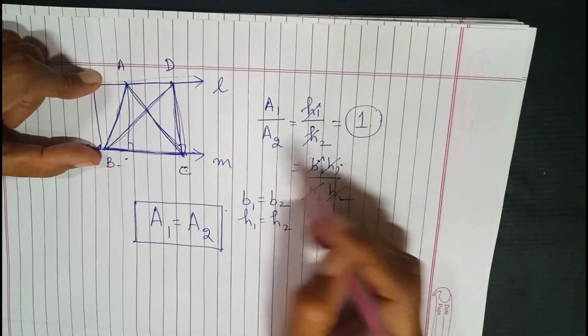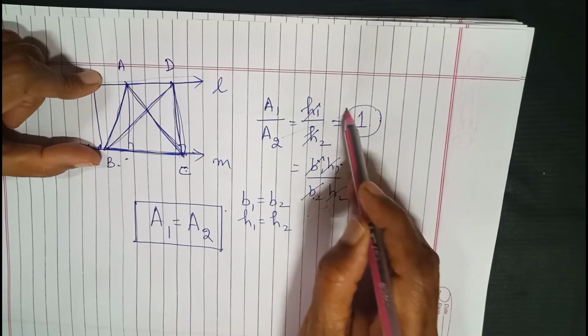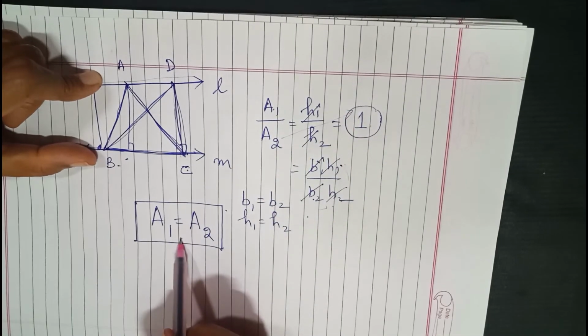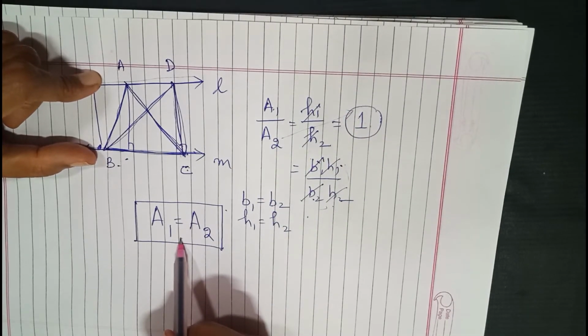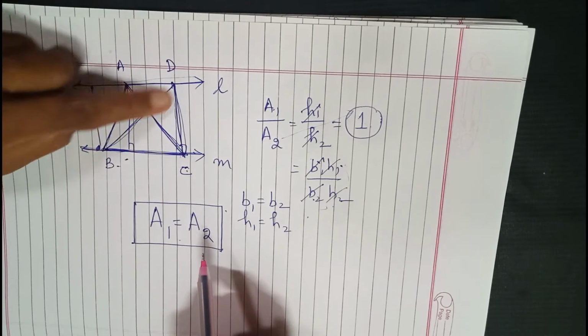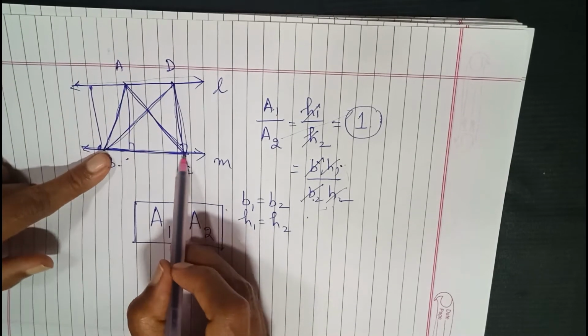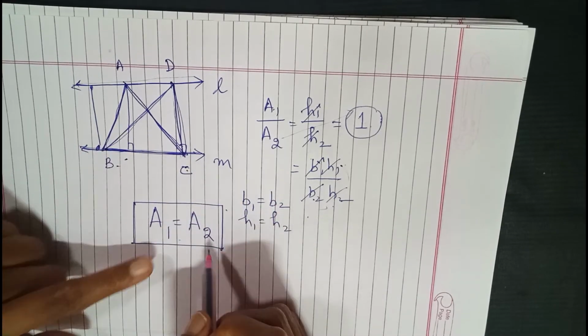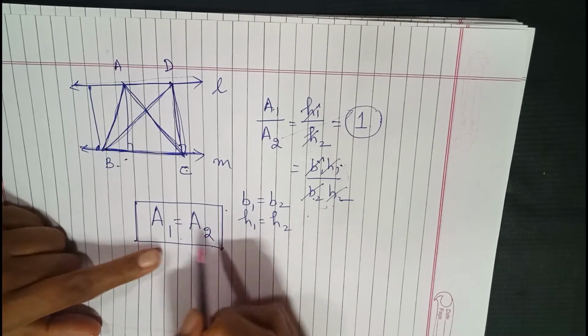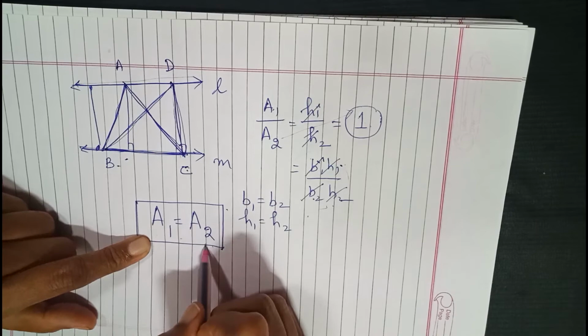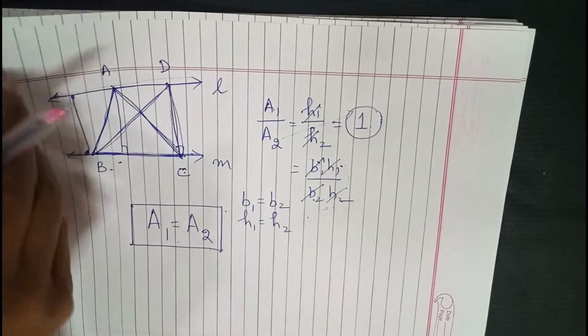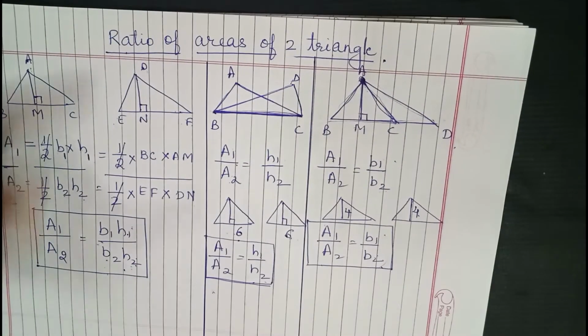That means A1 upon A2 is equal to 1, or take the A2 to the other side. What we get is A1 is equal to A2. In other words, the areas of the two triangles which are between the two parallel lines and have the common base are going to be equal, or A1 will be equal to A2. So these are the modifications to the formula.